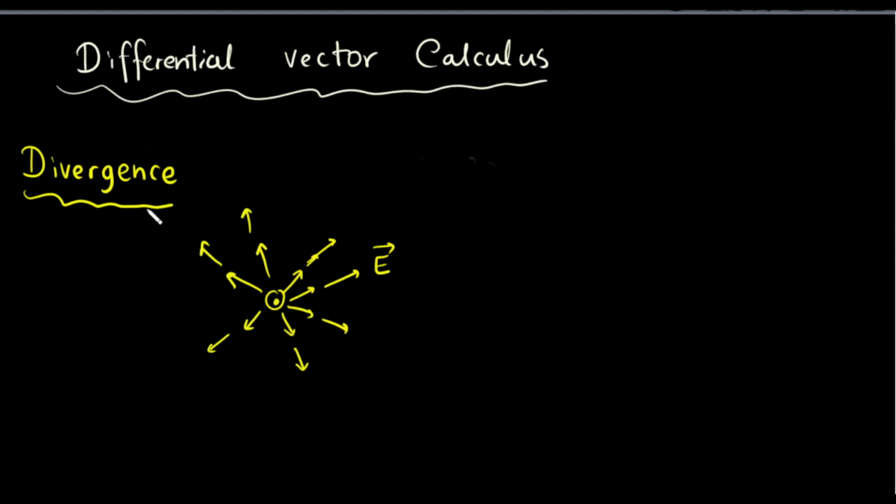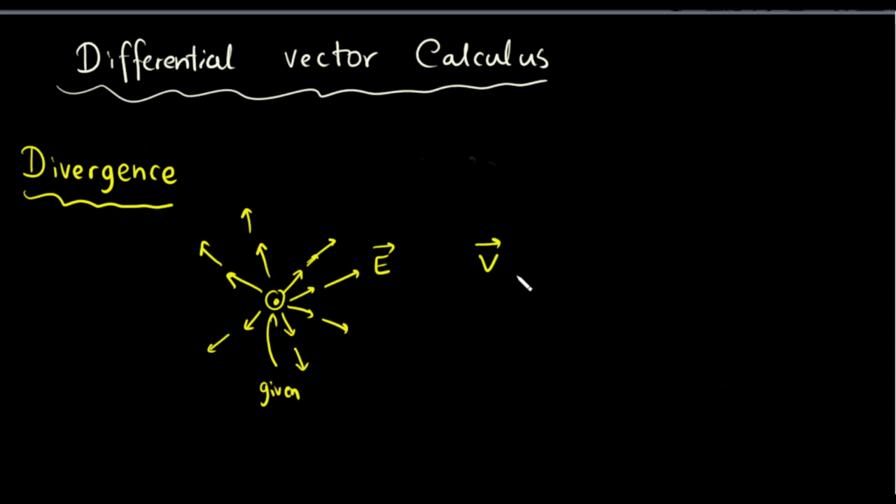So this is just a measurement of how a vector field is spread out from a given point. So this is the given point, this is our vector, it's the E field, electric field for this example. So likewise, if you have a vector field V, and the vector field V spreads out from a point, that's going to be the divergence of V.